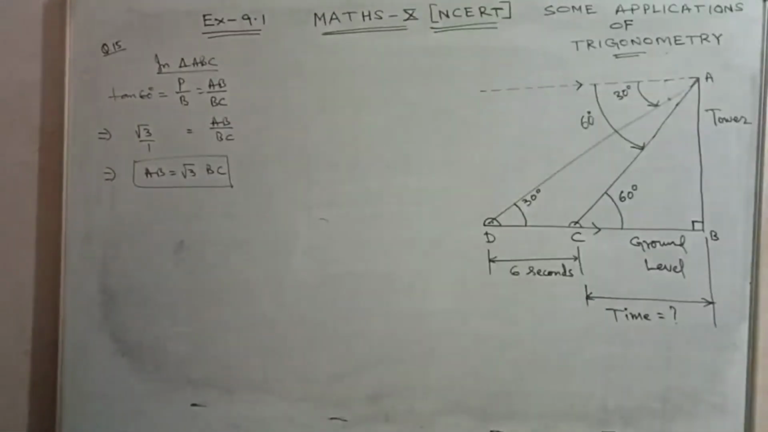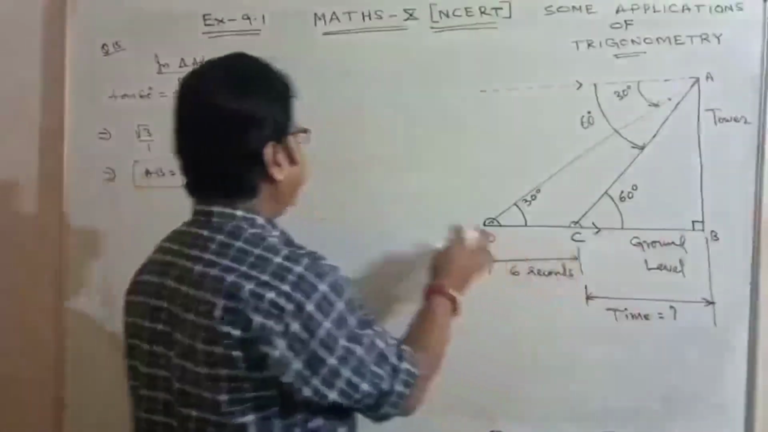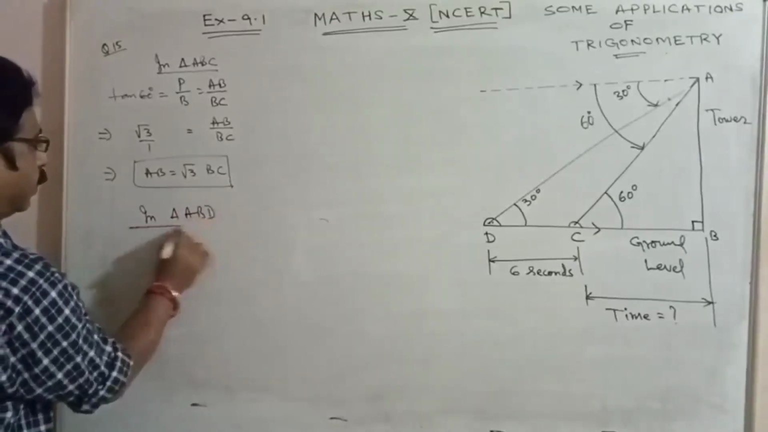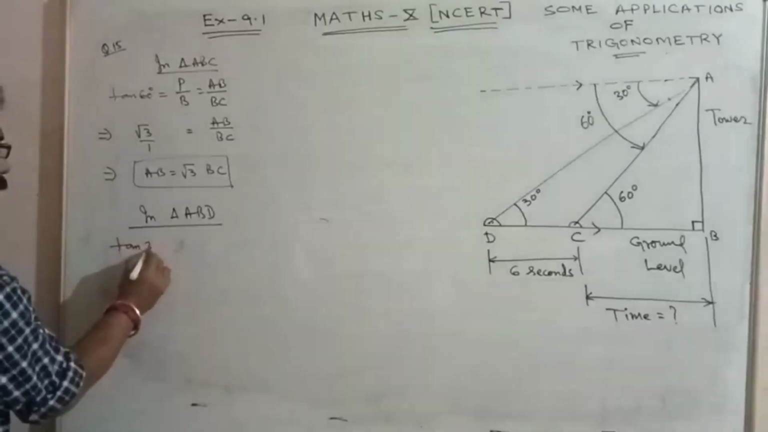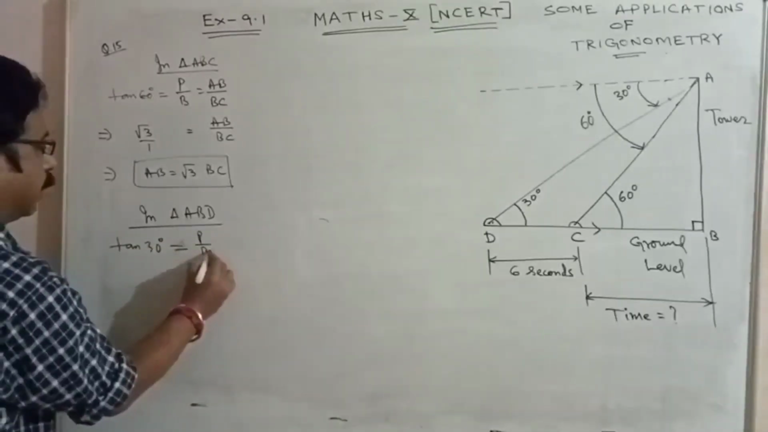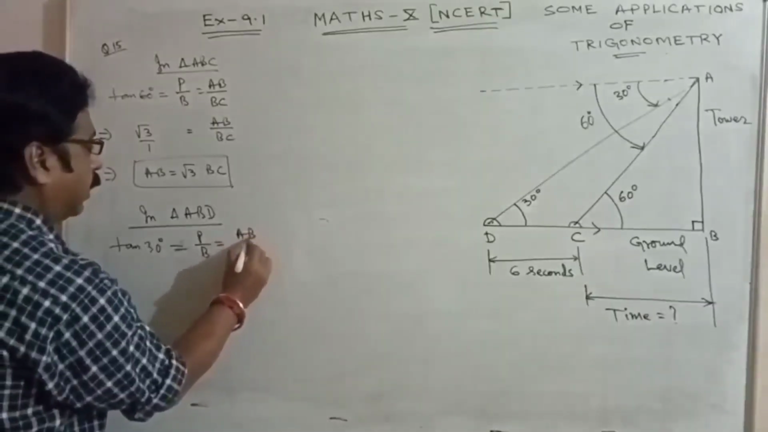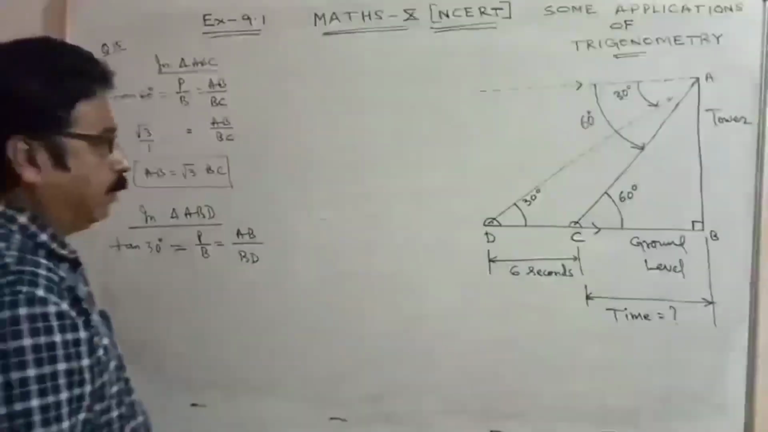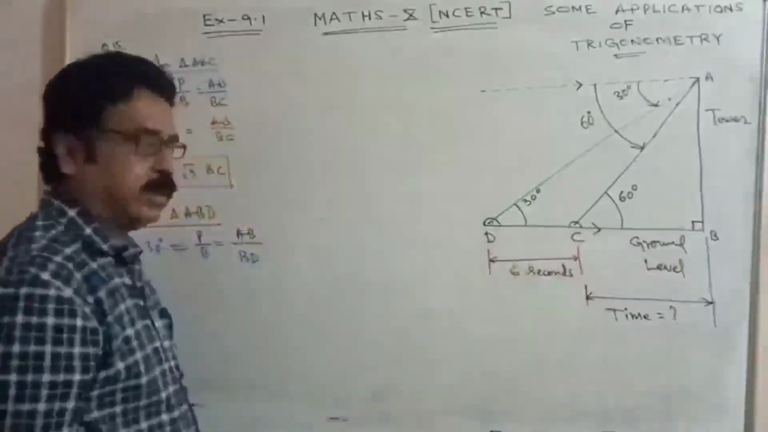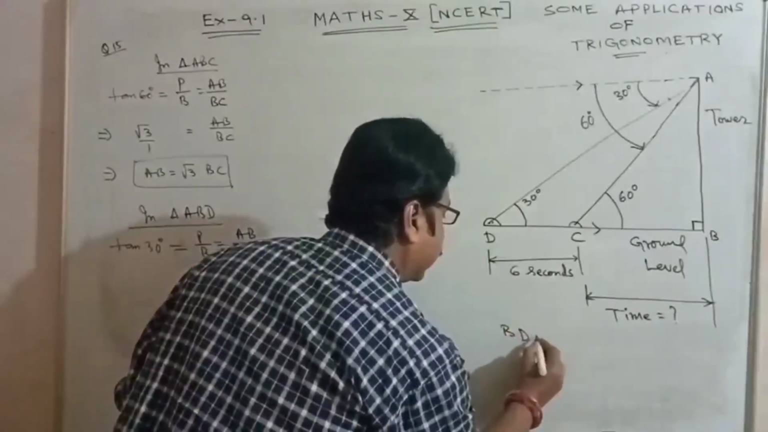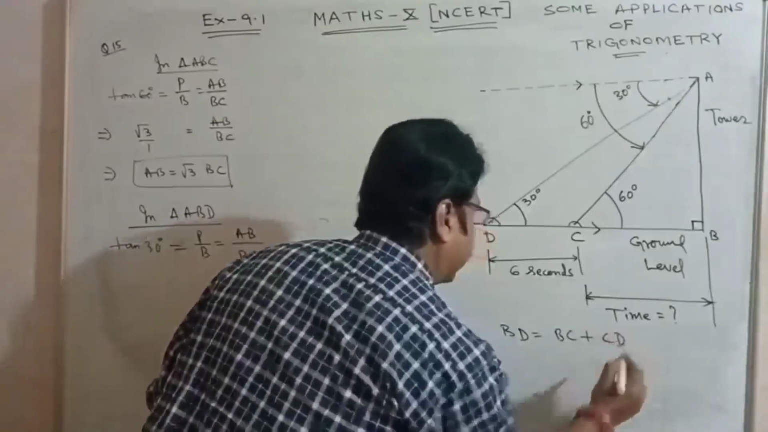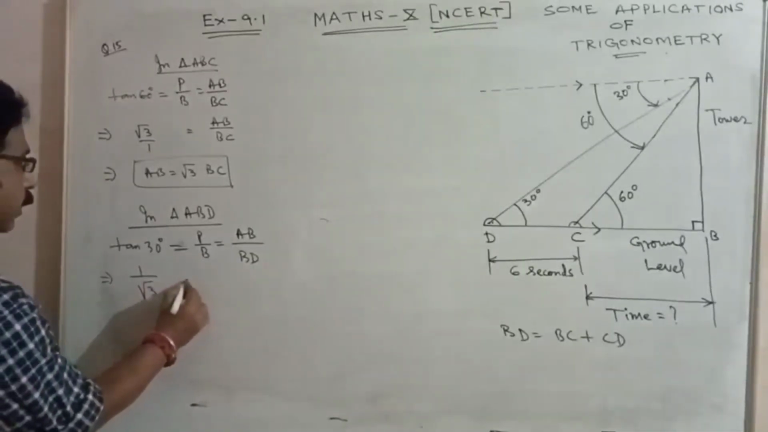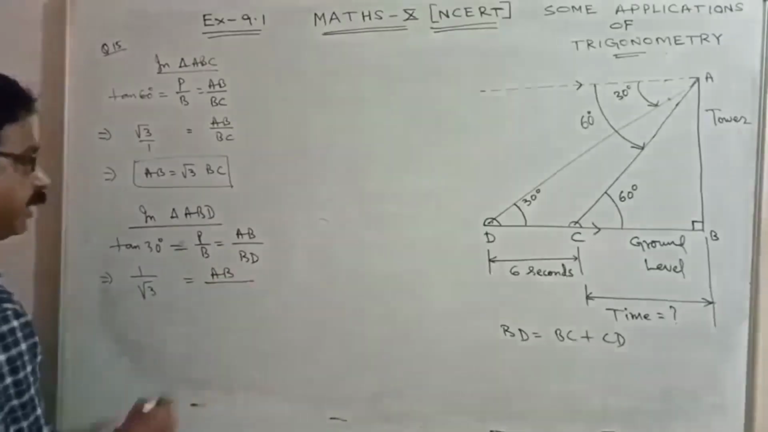Next, in triangle ABD, tan 30 degree. Perpendicular is AB, base is BD. BD means BC plus CD. Tan 30 is 1 upon root 3. AB upon BD means BC plus CD.